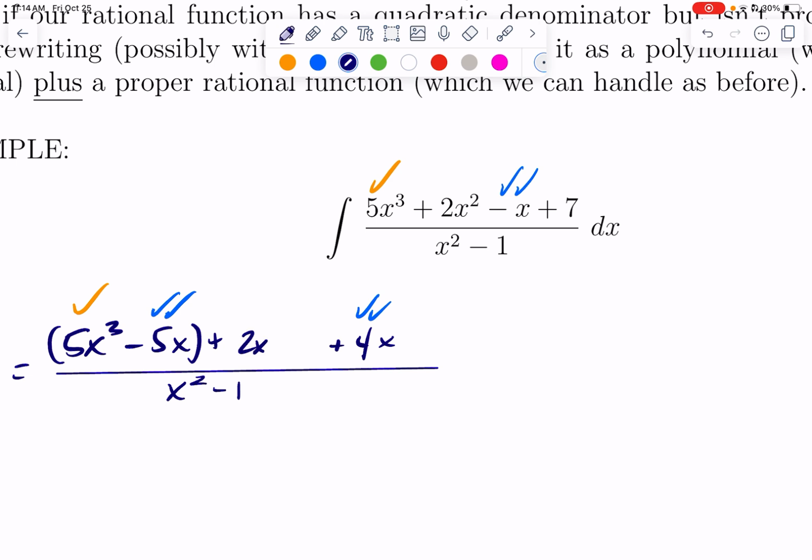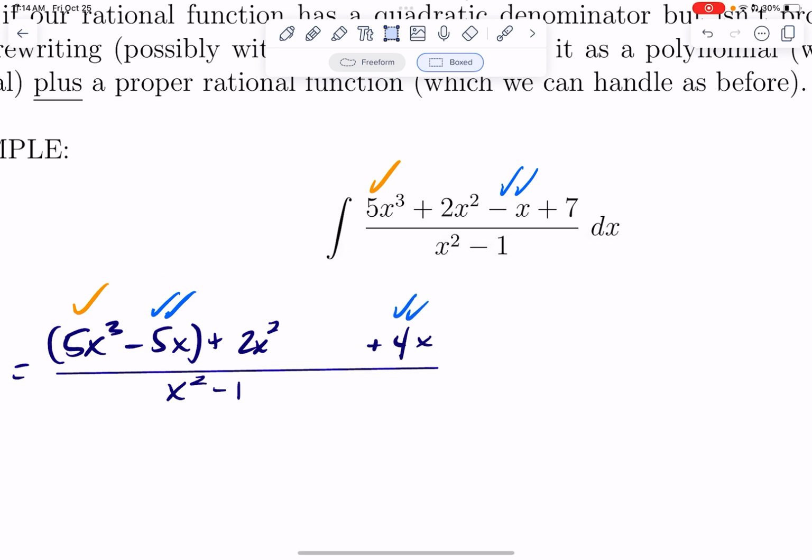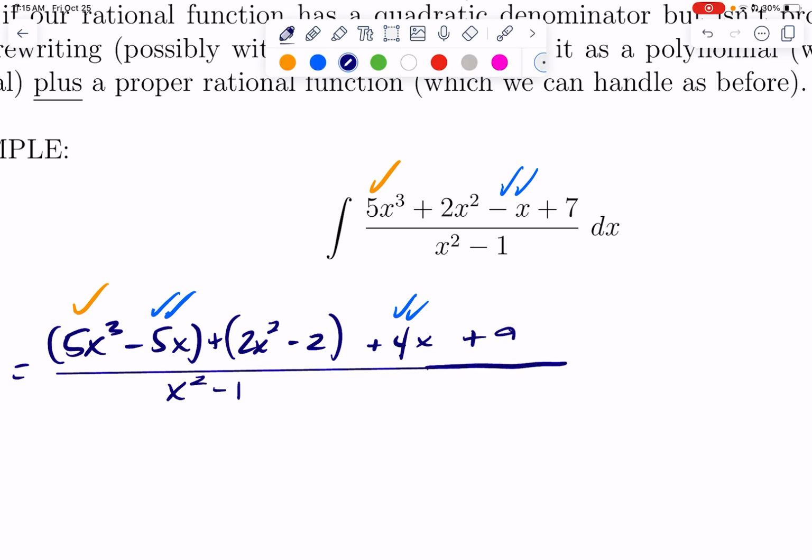I have a 2x squared, and I would love to cancel that with the x squared below. It would cancel nicely if I actually had 2x squared minus 2. 2x squared minus 2 over x squared minus 1 is just the number 2. Right? I want to see negative 2 here. But I know the value isn't actually negative 2, the value is 7. So let's add a 9 someplace else.